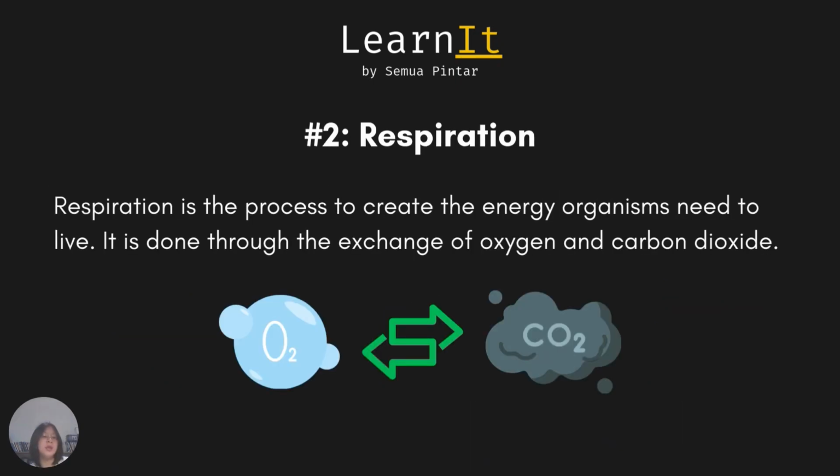Next up is respiration, the process that creates the energy organisms need to live. It is done through the exchange of oxygen and carbon dioxide. It takes place in our lungs, specifically in our alveoli. It is carried out on a cellular level, which means that it's carried out by cytoplasm and mitochondria, producing ATP.